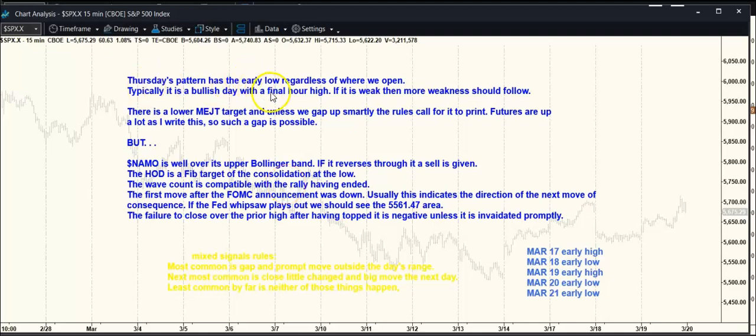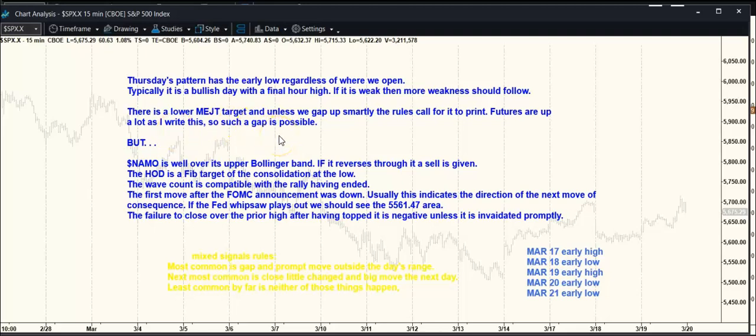Thursday's pattern has the early low, regardless of where we open. Typically, it is a bullish day with a high in the final hour, but if it's not bullish, if it's weak, we should see more weakness. There's a lower MEJT target, and unless we gap up smartly, the rules call for it to print. Now, futures are up a lot as I write this, so it's entirely possible we get that gap.